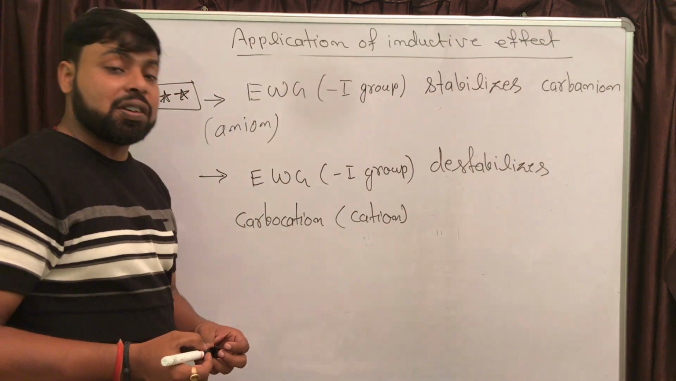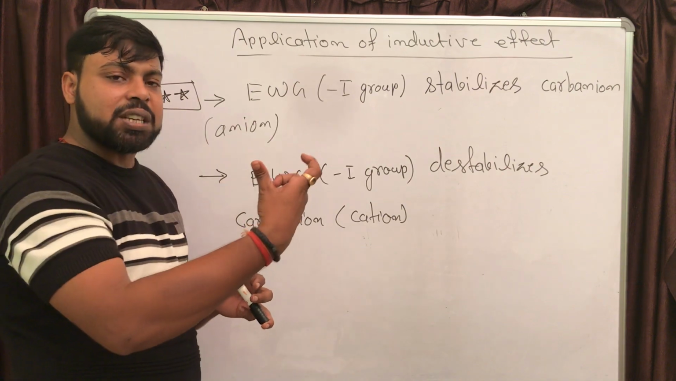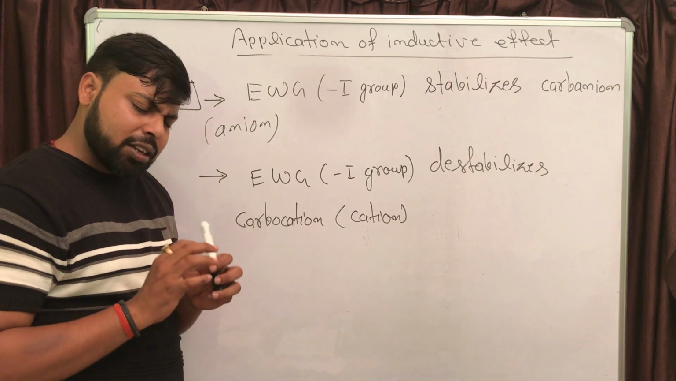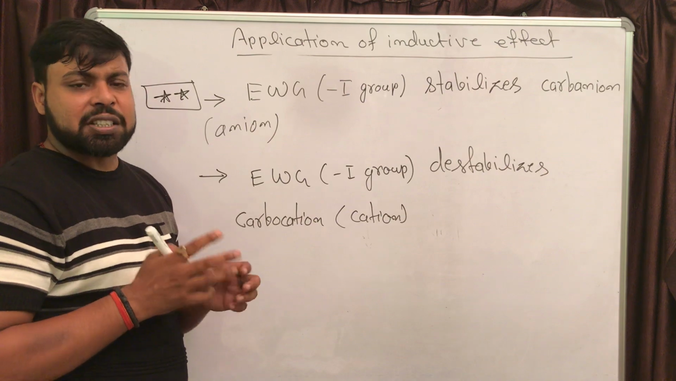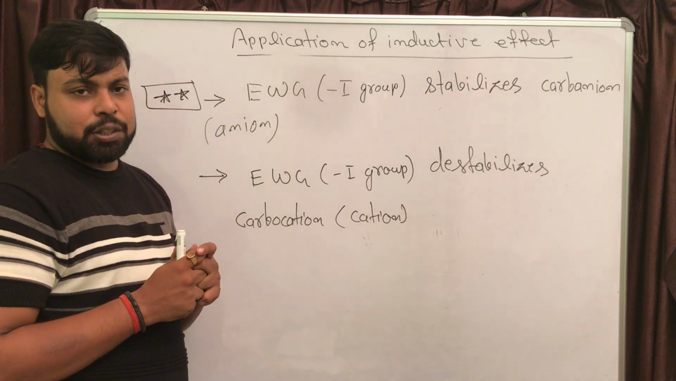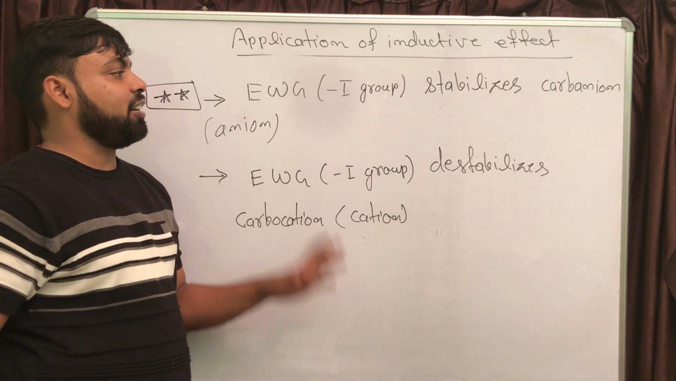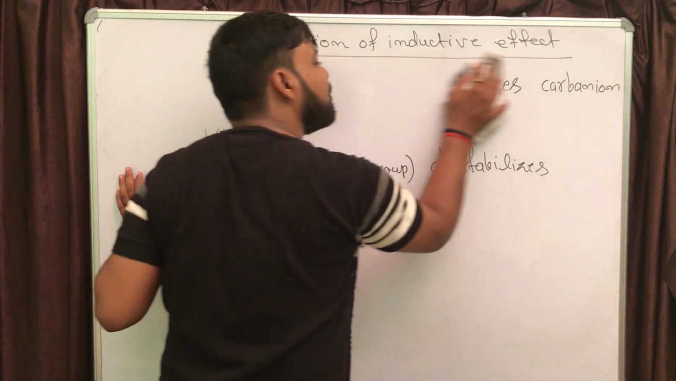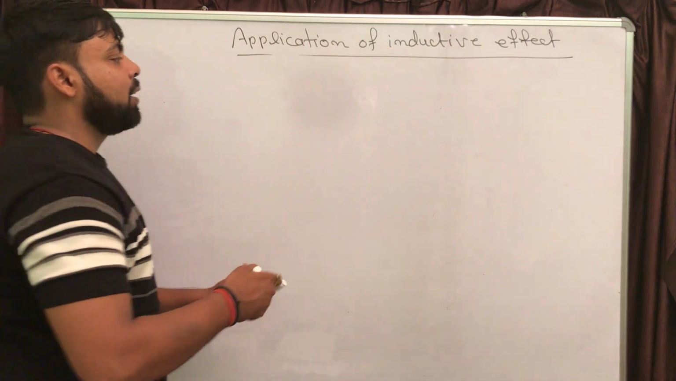If you are having positive charge in a compound and electron withdrawing groups are attached, that particular species is going to be destabilized. If the negative charge is present on the species and you are attaching electron withdrawing group, that particular species negative charge is going to be stabilized, right? It is important. Now similar fact we can write for electron donating group also. Let's see the case.